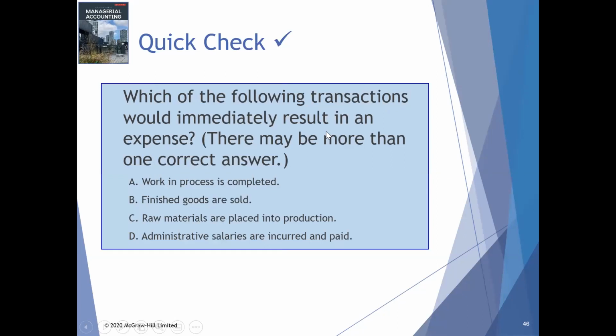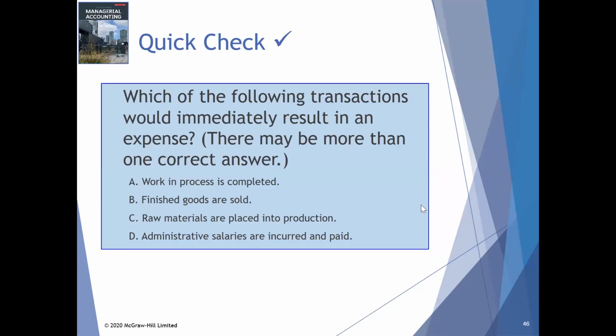Which of the following transactions would immediately result in expenses, right? Immediately result in expenses. Okay, so: work in progress is completed, finished goods are sold, raw materials are placed into production, administrative salaries are incurred and paid. Write your answer in the chat directly to me, right? Write your answer in the chat quickly. Okay, so look at the right answer.